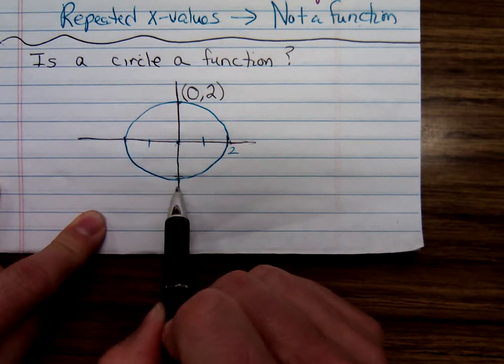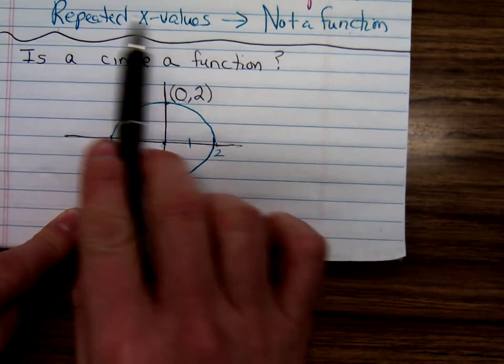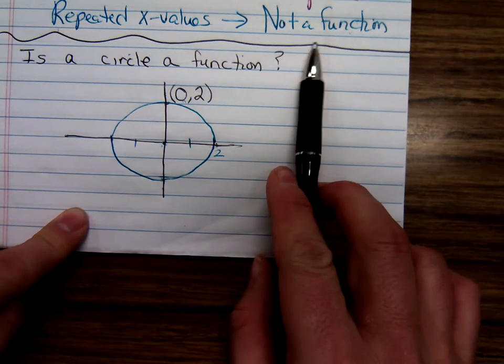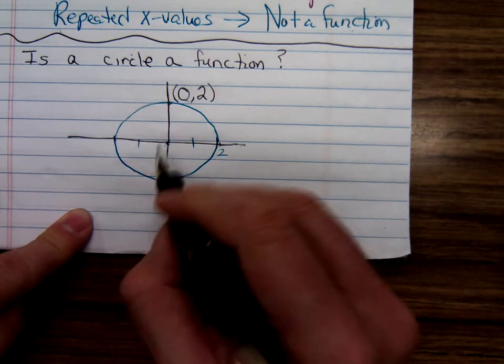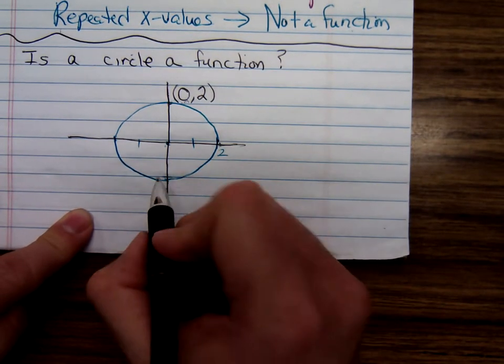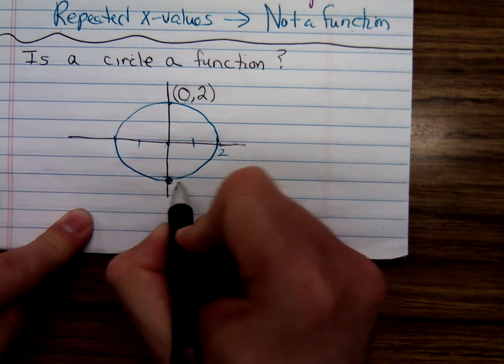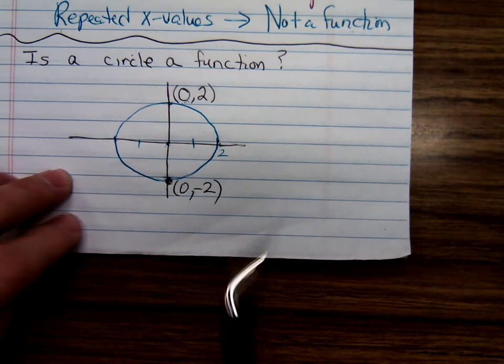Are there any repeated x values? Because if there's any repeated x values, it's not a function. Could y'all tell me? I'm going to give you a hint. There's another point on here that has 0 as an x value. Which one? 0, -2. Right here, 0, -2. So are circles functions? No.